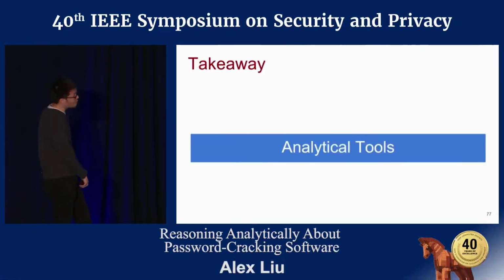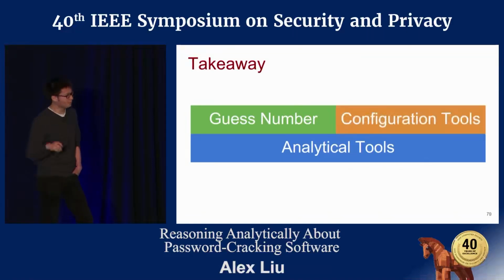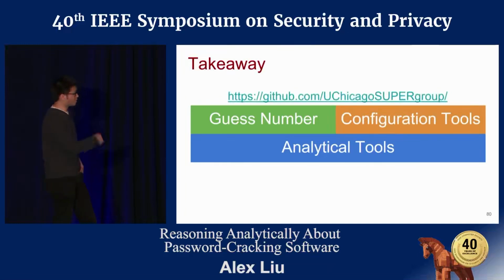And to wrap up, we introduce some of the first analytical tools for reasoning scientifically about real-world password cracking software. And built on top of these tools, we enabled fast guess number estimation. We also built configuration tools for word lists and rule lists. And we also open source our code on GitHub, so feel free to play with it.